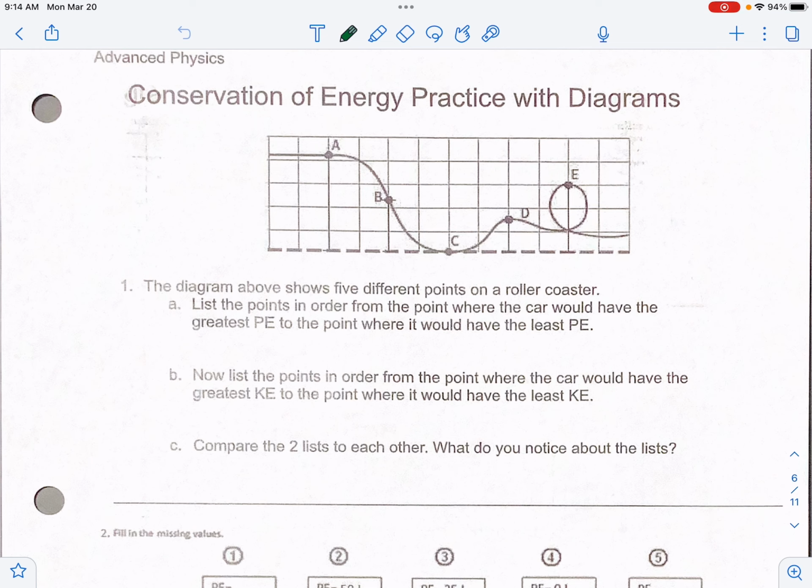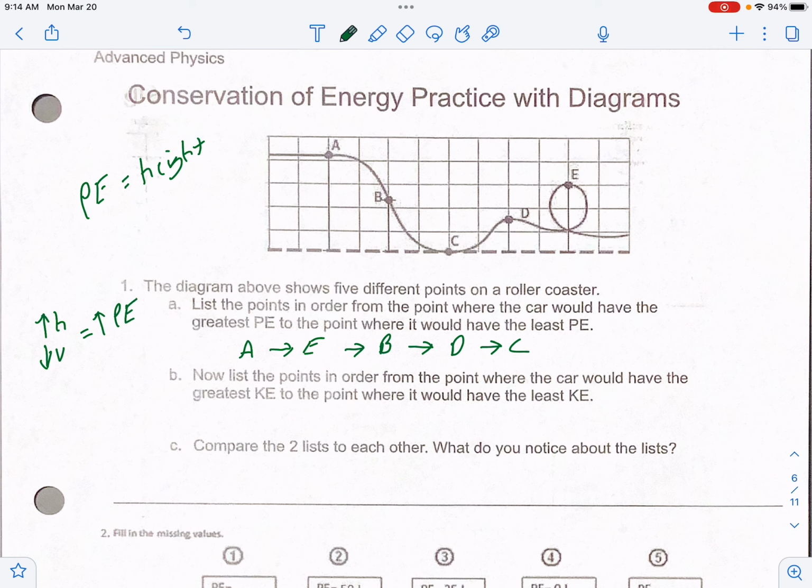So remember, potential energy equals height. The more height you have, the more energy you have. So the highest point would be A. Then my second highest would actually be E. Then it goes to B, then D, then C. Remember, potential energy has to do with height, so start at the highest and work your way down. If height goes up, that usually means velocity goes down, which equals more potential energy.